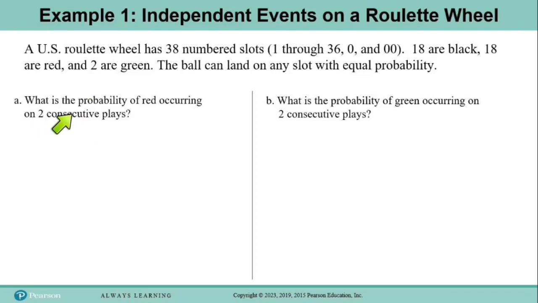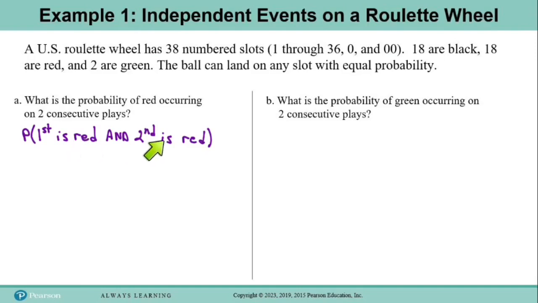Now, the trick to setting up these problems is to learn to restate the question with AND. If they're asking us the probability of red occurring on 2 consecutive plays, they're really asking us the probability that the first play gives us a red and the second play gives us a red. That's the only way to get red on 2 consecutive plays. Now, before we apply our formula, we need to think about whether these two events are independent. And the answer is yes, they are independent, because whether the first play comes up red or not, that has no effect on whether the second play comes up red.